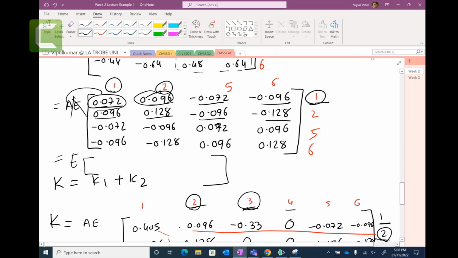Narayan, is it possible, if you have different area, A1 and A2? Yes, it is possible for you. Just keep the constant. If you have different E, you multiply everything, A and E, and you get K1 and K2 separate, and then you add them together in the capital K.